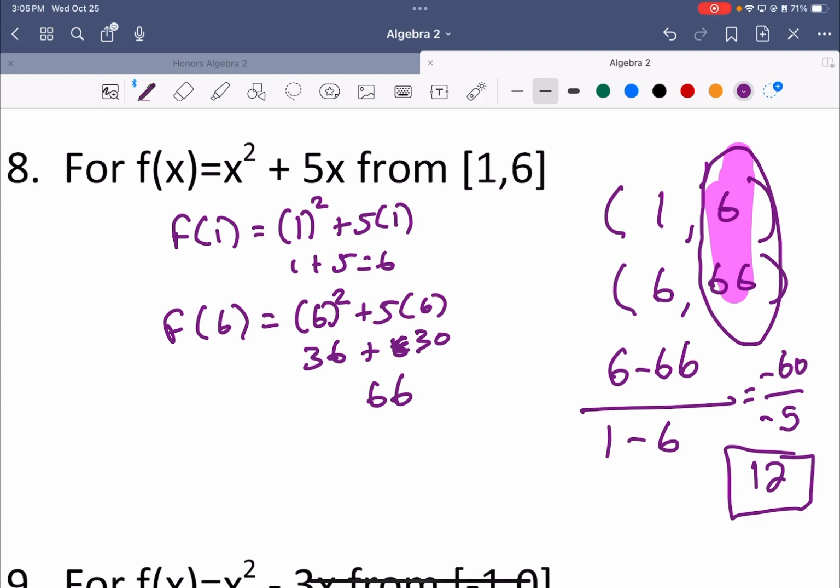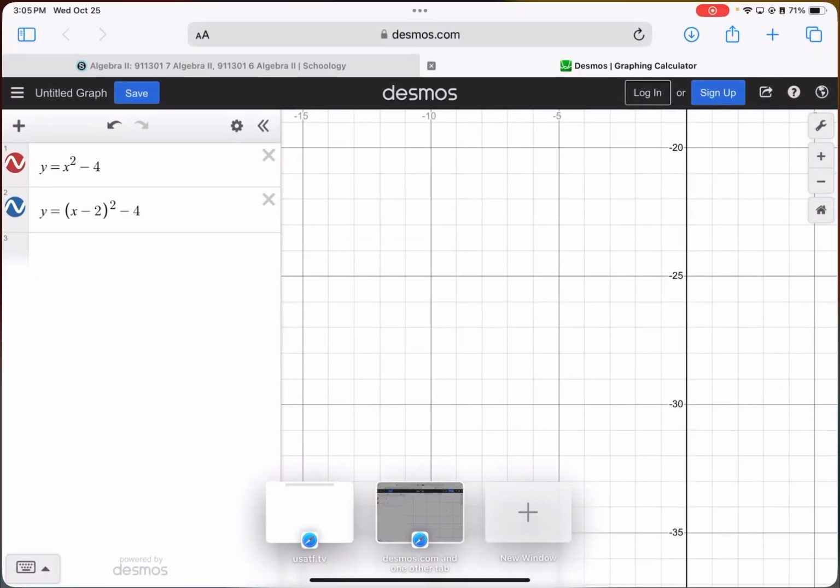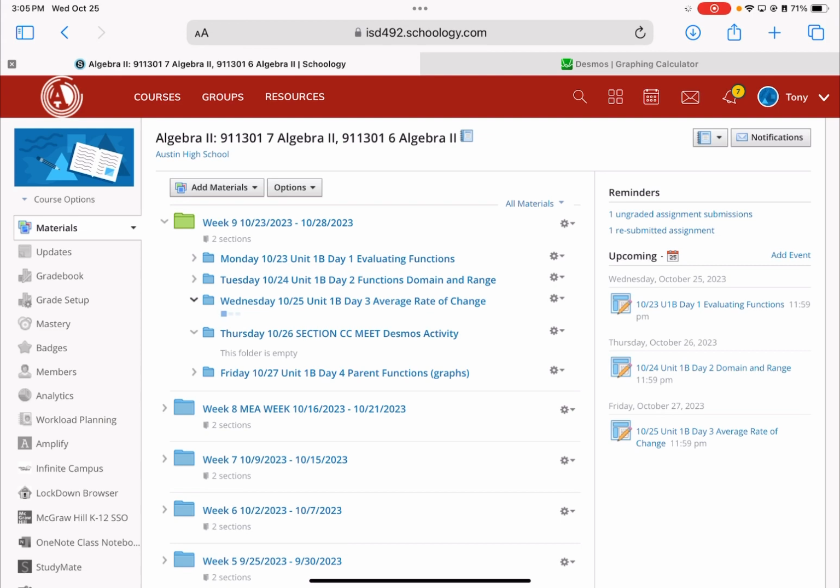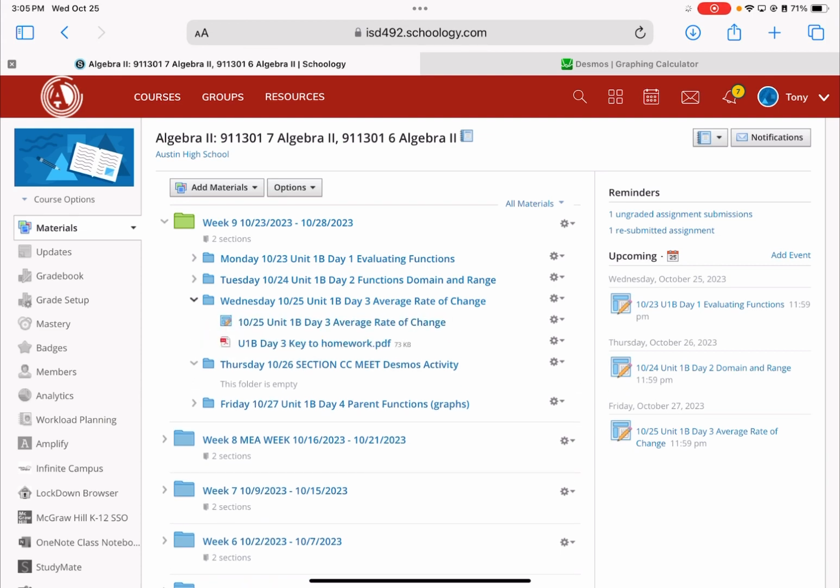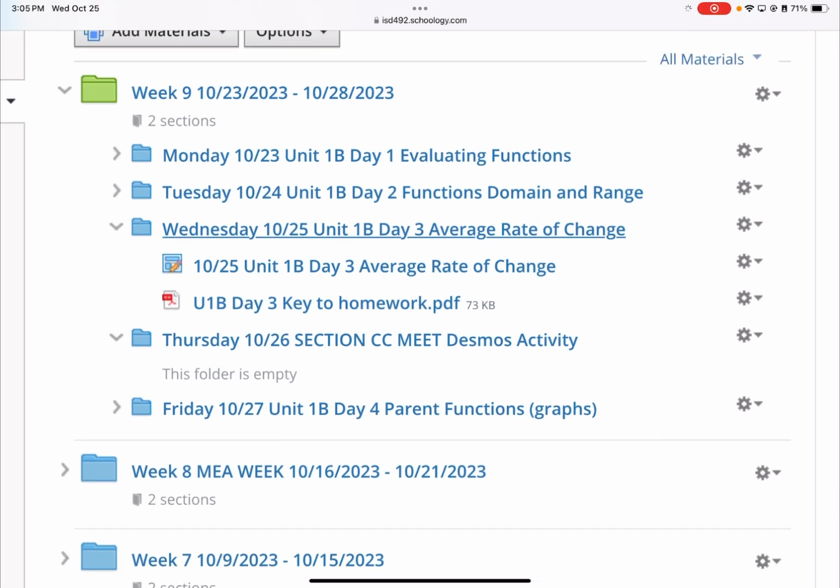All that makes sense? Pretty straightforward today? Okay, so your assignments are going to be sitting inside of Schoology. You've got an average rate of change. You should be able to get this done today. There is an answer key in there as well, so you can check your answers.